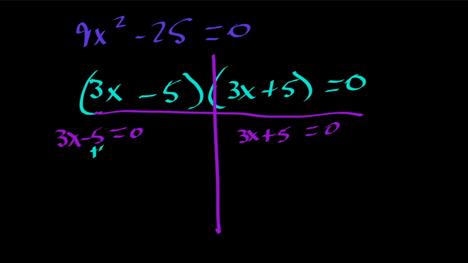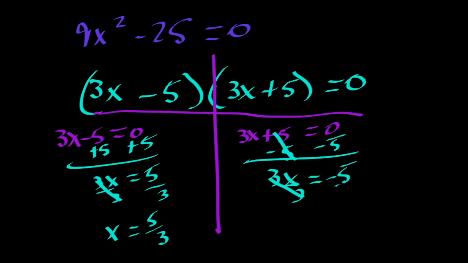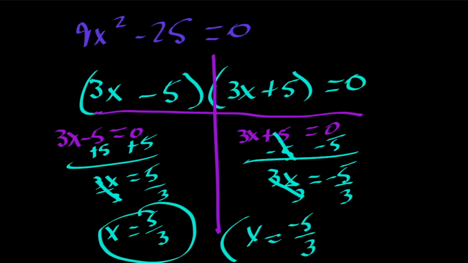So we're going to add 5, 3x equals 5. Then we're going to divide by 3. So x equals 5 over 3. Then we're going to subtract 5, 3x equals negative 5. Divide by 3, x is going to equal negative 5 over 3. So those are my two answers now.